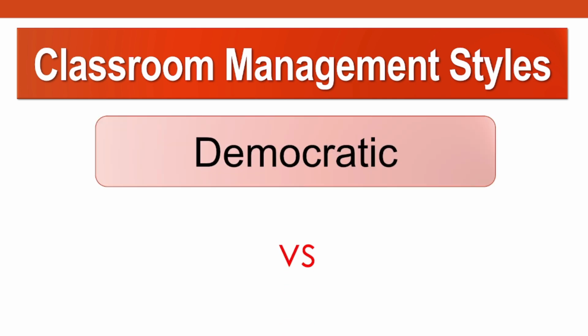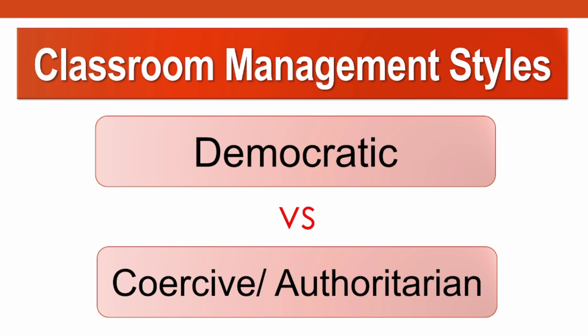Let's start by comparing two management styles, democratic and coercive/authoritarian. In a democratic classroom, you share decision-making power with your students. For example, you might involve them in setting class rules at the start of the year. This approach fosters a sense of ownership and responsibility. When students feel that their voices are heard, they're more likely to respect the rules and engage positively in the classroom.